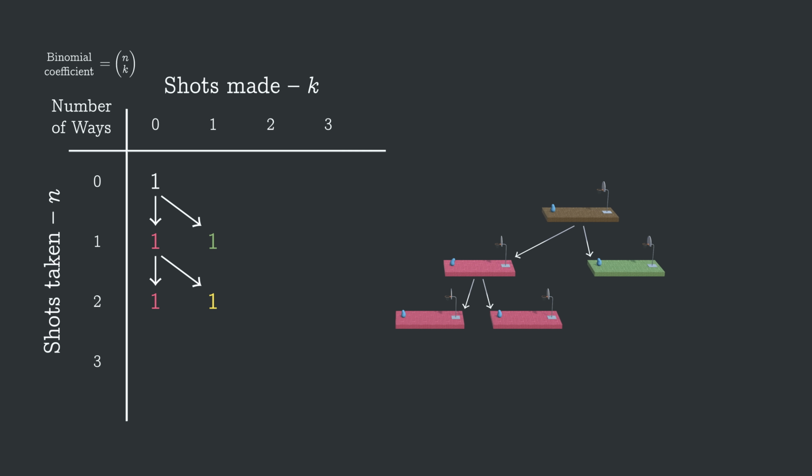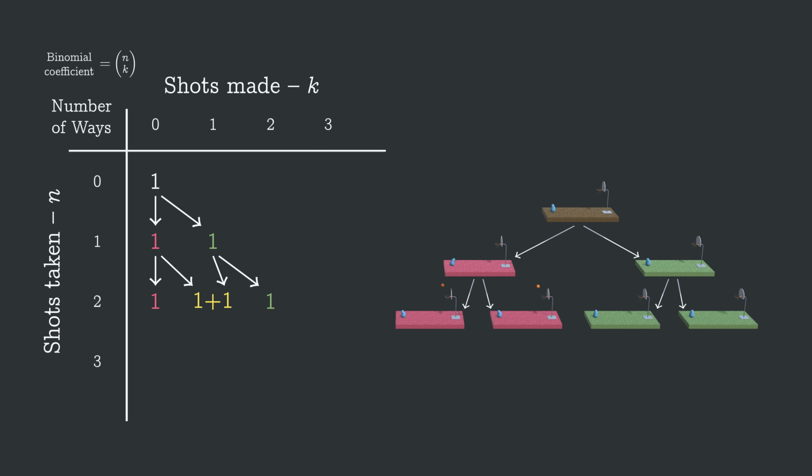For the second shot, these 2 possibilities split into 4 possibilities. One possible way of missing both shots, 2 possible ways of making one of the 2, and 1 way of making both. So just like before, we have this 1-2-1 pattern after 2 shots. The neat thing about this table is that both ways to make 1 out of 2 shots are tracked together.